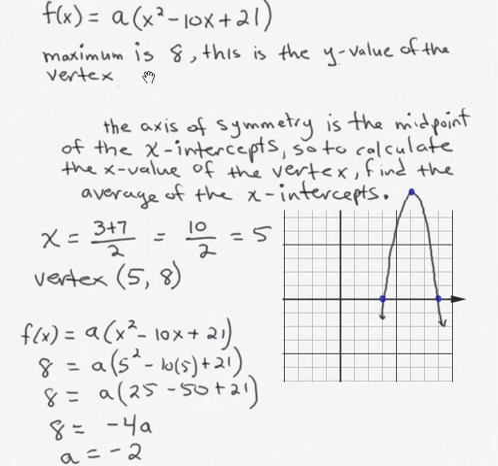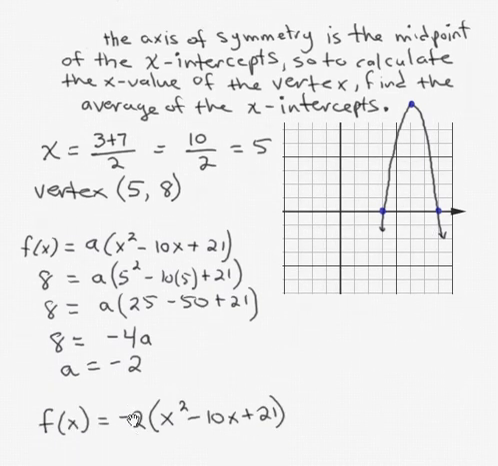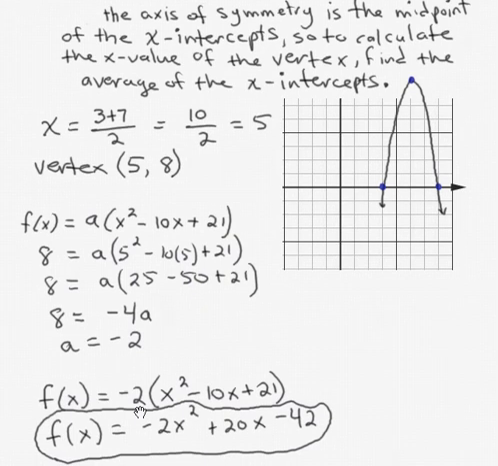And if we substitute that in for this equation, we'll be finished. So f of x is negative 2, that's what a is, times x squared minus 10x plus 21. Simplify that by distributing it out. It's a negative 2x squared, negative times negative is positive, plus 20x. And negative 2 times positive 21 is minus 42. And there's my equation of a parabola in general form, given the hints that they've given me. And that's our look at Chapter 7, Section 7.